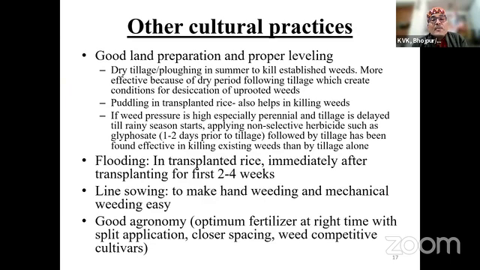Other cultural practices: good land preparation and proper leveling, dry tillage, and plowing in summer to kill established weeds, which is more effective because of the dry period. Following tillage creates conditions for desiccation and uprooting of weeds. Puddling in transplanted rice also helps in killing weeds. If weed pressure is high, especially of perennials, and tillage is delayed till the rainy season starts, apply non-selective herbicides, which is glyphosate.